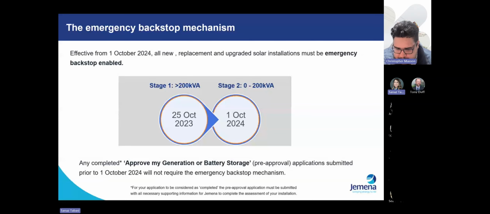Now, how this requirement will come into play for Gemina: any approved MyGeneration or battery storage or pre-approval applications that are submitted prior to the 1st of October will be exempt essentially. And then anything after the 1st of October will need to be backstop enabled.